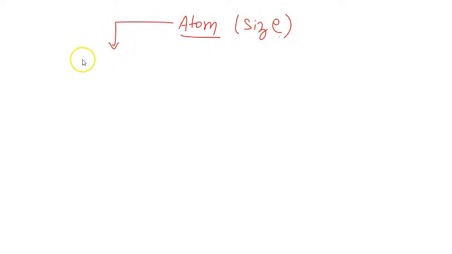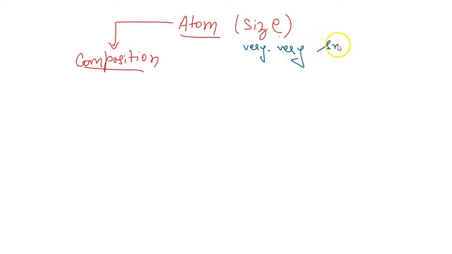So here we will first begin with the size of atom, and then later on we will see what is composed within an atom. So composition and the size. As we know that the atomic size is very small, almost about 10 to power minus 10 meters.